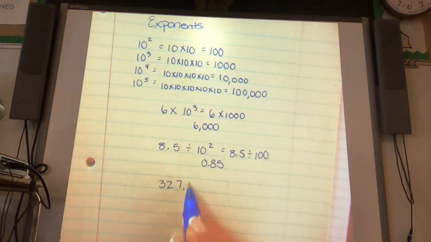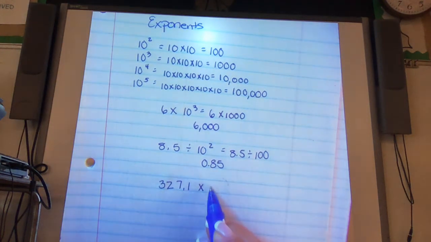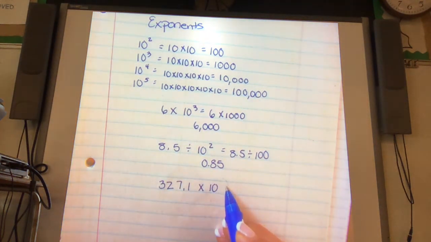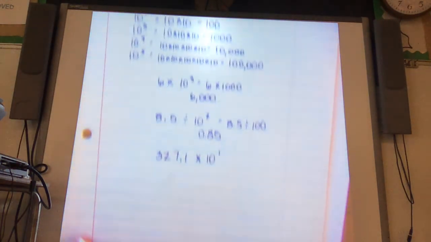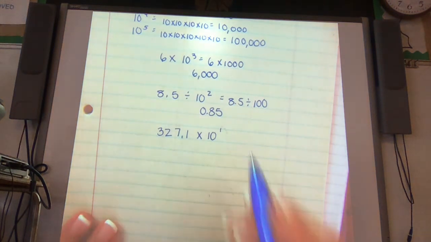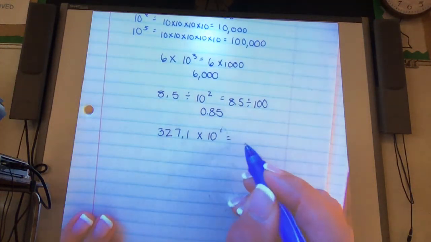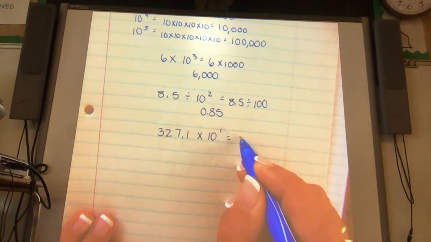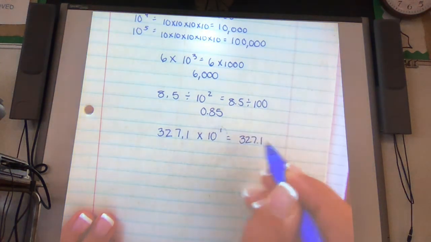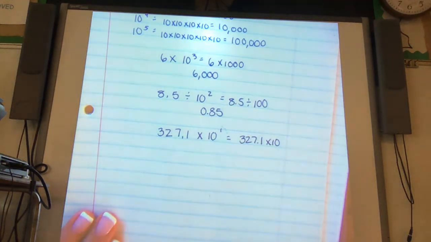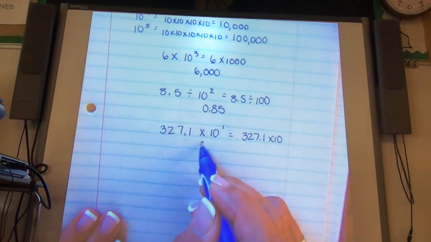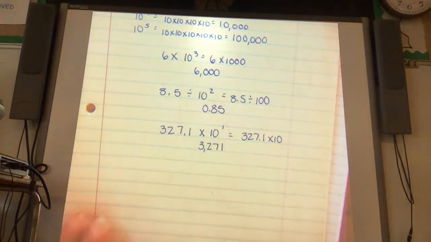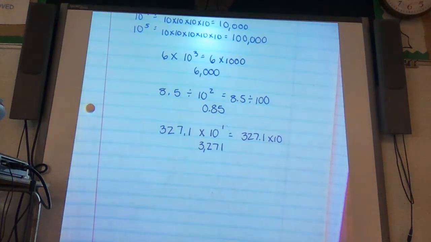327 and 1/10 times 10 to the first power. 10 to the first power. That's weird. Well, all it is the same as saying 327 and 1/10 times 10, which of course is 3,271. So that's what we did today.